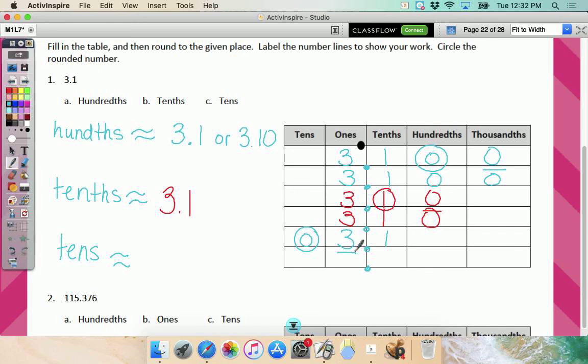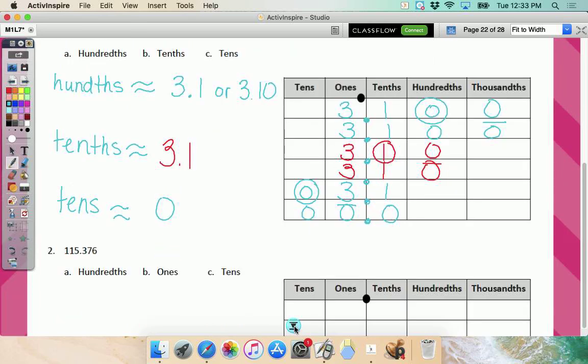So the 3 says, what does the 3 tell me to do, Cassandra? Stay the same. So which digit stays the same? The 0. Now flex your muscles like a hero. Digits to the right change to 0. So my answer here is 0. You didn't have to write nothing.